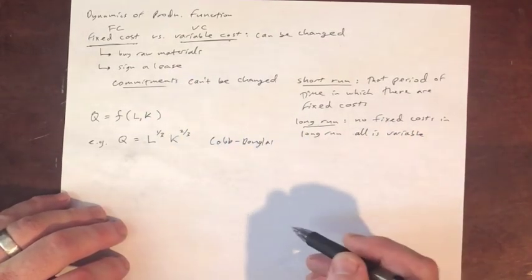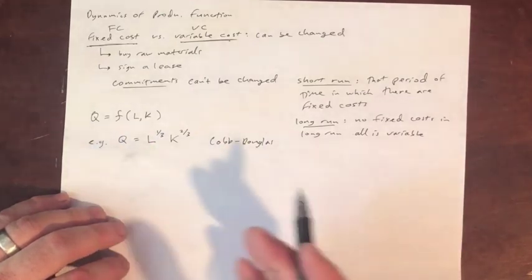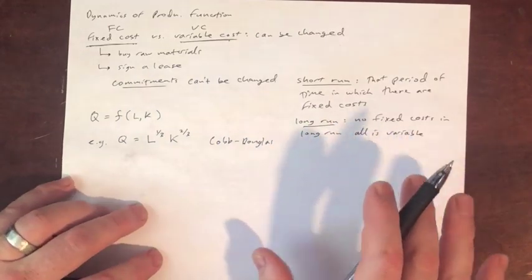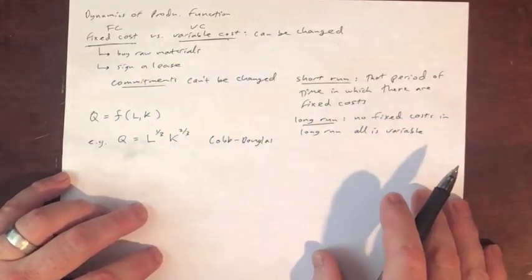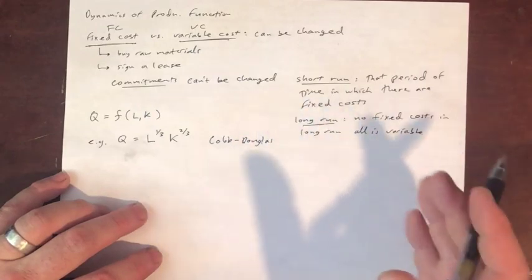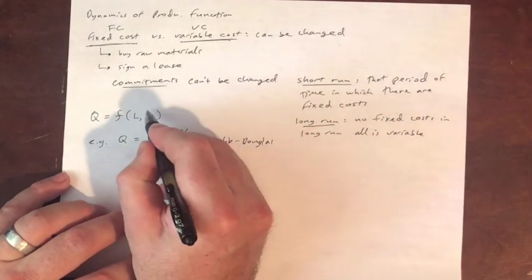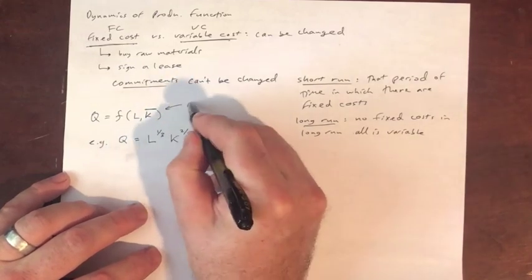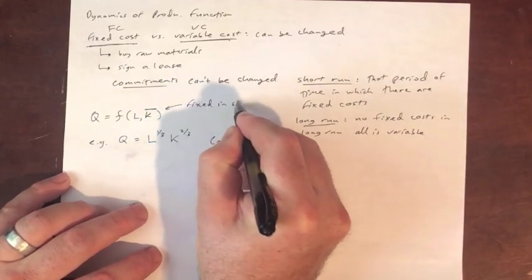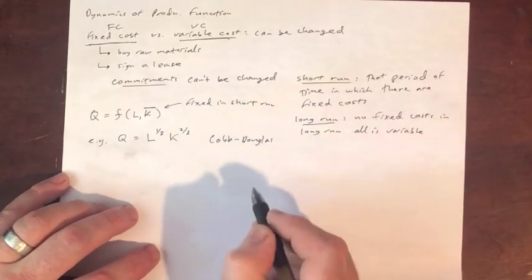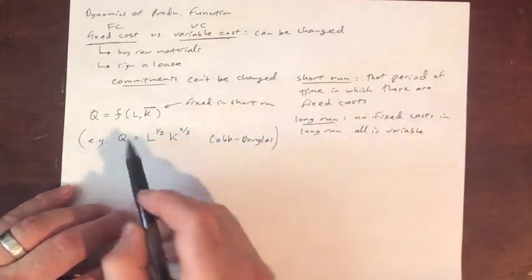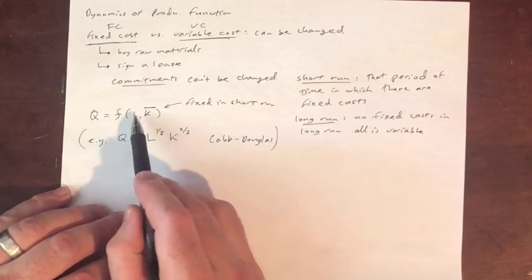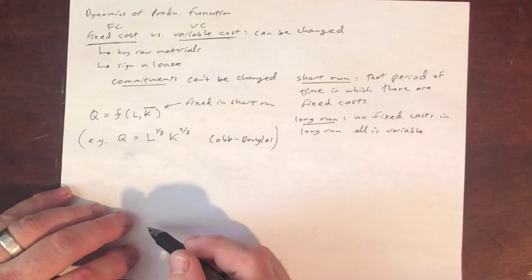So what that means mathematically is there's something here that is fixed, right? Now, like I said, in practice, in our example, every textbook I've ever seen uses capital as the thing that's fixed. When we treat something as fixed, we put a little bar over it, meaning fixed in the short run. So quantity as a function of labor and capital is fixed in the short run.